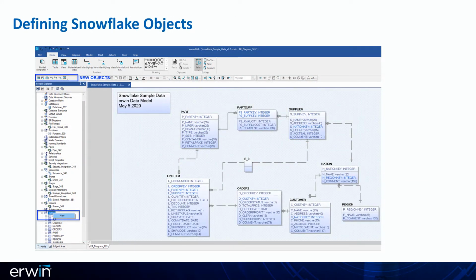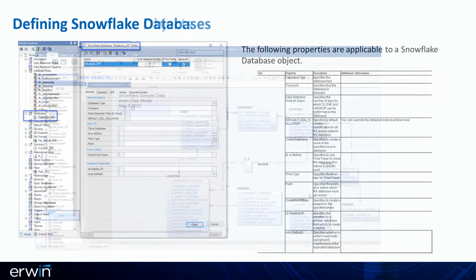Defining Snowflake objects. In the Model Explorer, right-click the desired object type and click New. Right-click the newly created instance and click Properties. Set the values of all the required properties and close. The desired object is created and the required properties are set.